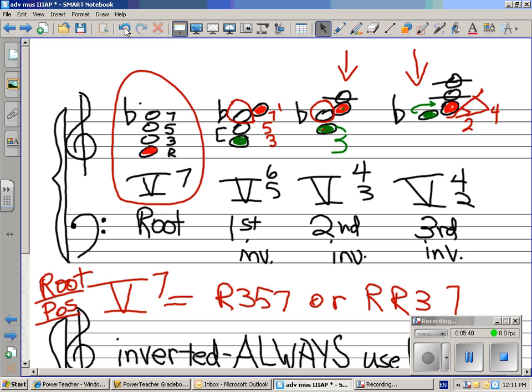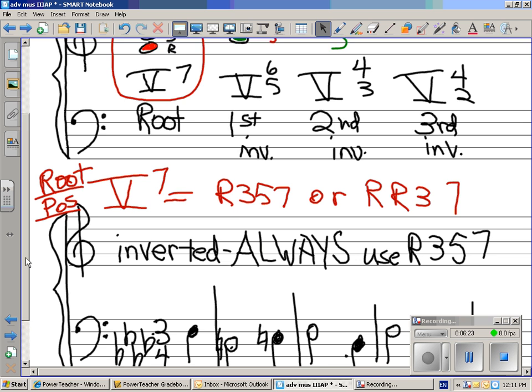You have to take notes on this. There's a nice blank space on the bottom of page 280 where you can write these down so you know that a root position 5-7 or 2-7 is V7 or II7. First inversion 5-7 or 2-7 is written V6-5 or II6-5. Second inversion 5-7 or 2-7 is written V4-3 or II4-3. And third inversion of each of these chords is either V4-2 or II4-2.